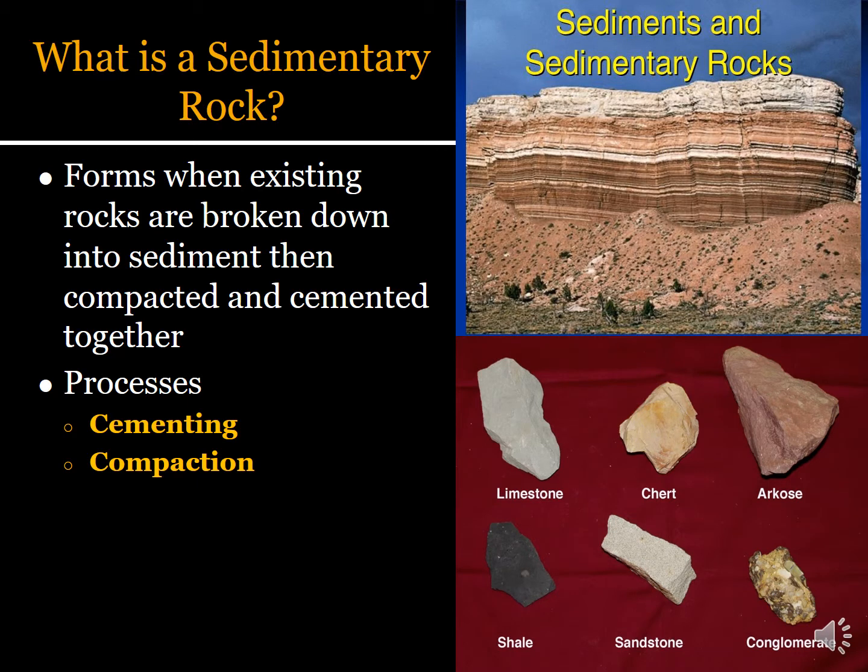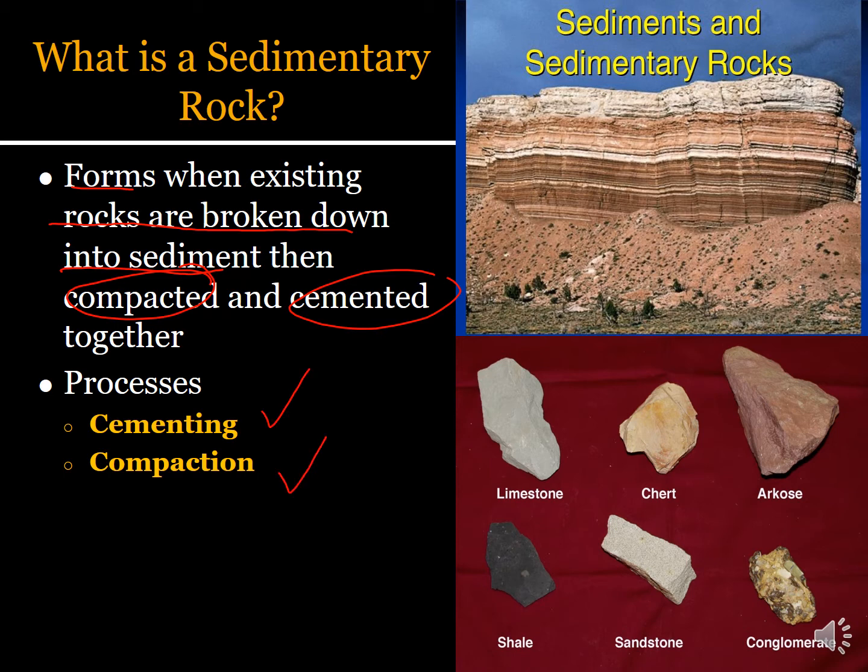Well, what about sedimentary rocks? This is when it forms when other rocks are broken down into sediments and they're compacted, which means squeezed together, and cemented, which is like a glue. And so again, the process is called cementing and compaction.